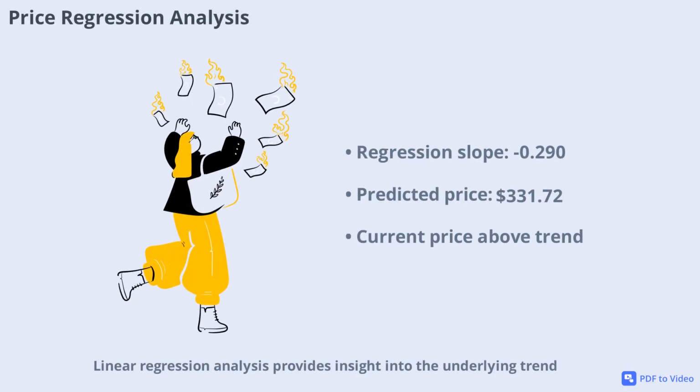Linear regression analysis provides insight into the underlying trend. For ADBE, the regression slope is minus 0.29, indicating a slight downward bias over the period. The predicted price from the regression model is $331.72, which is below the current price, while the deviation is 7.28%. This suggests that the stock is trading above its recent trend line, possibly due to a short-term rally.